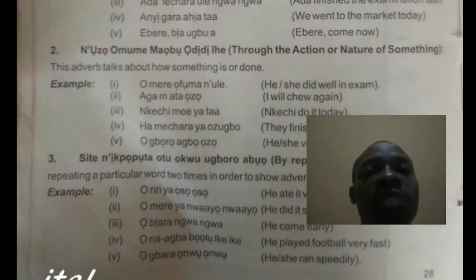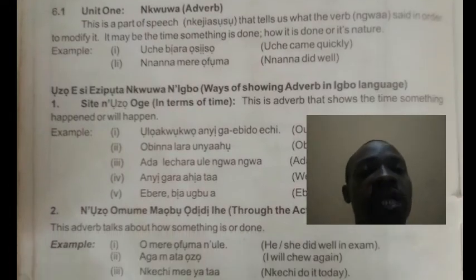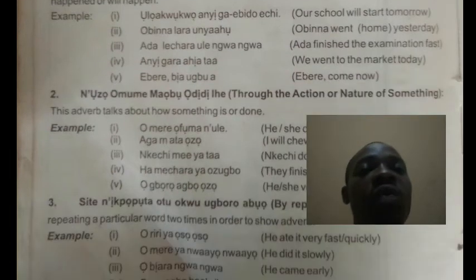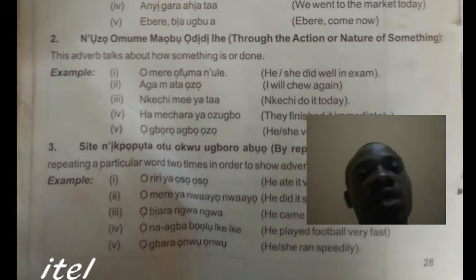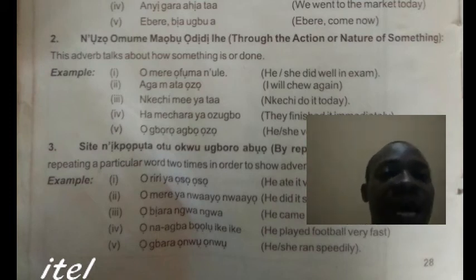Okay, let's look at another one. N'ụzọ omume ma ọ bụ ọdịdị ihe, through the action or nature of something. Remember, we are talking about nkwuwa, which is adverb, and how you can use it to show ways of showing adverb in Igbo language. The next one is n'ụzọ omume ma ọ bụ ọdịdị ihe. That is through the action or nature of something. That is how you show nkwuwa, which is adverb.